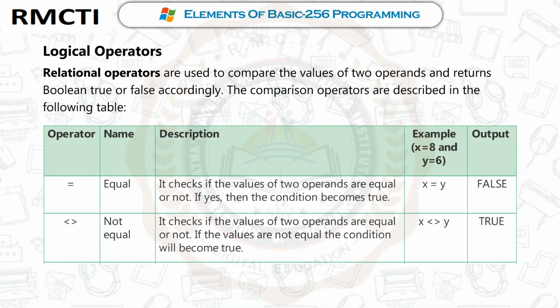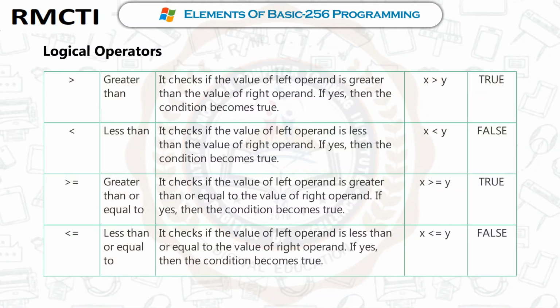Not equal. It checks if the values of two operands are equal or not. If the values are not equal, the condition will become true. x not equal y, true. Greater than, it checks if the value of left operand is greater than the value of right operand. If yes, then the condition becomes true. x is greater than y, true.